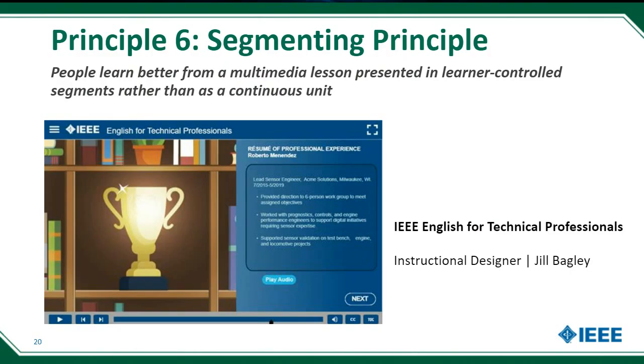In the previous example, the material is usually very lengthy, and then we want to make sure that we break them down into digestible size using segmenting principle. In this example, I'm going to show you we are doing it for a different reason. I want you to take a look first. This is a course designed by my colleague, Jill Bagley. The title is IEEE English for Technical Professionals. Let's check it out.